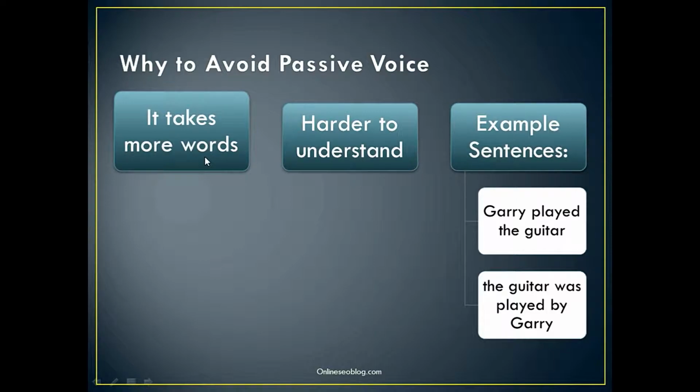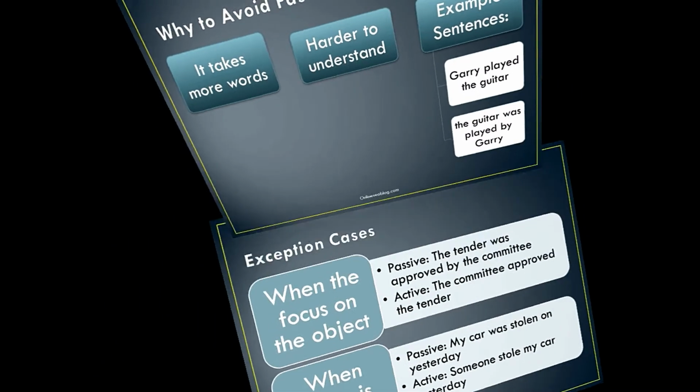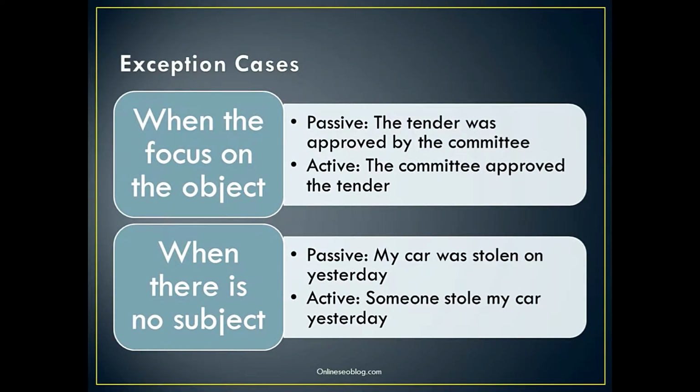If it takes more words, then it sometimes becomes harder to understand. Here's the second point: it is harder to understand. We can say directly that Gary played the guitar instead of saying it indirectly, the guitar was played by Gary. That is why Yoast Readability Analysis says you must put emphasis on using active voice in your sentences rather than passive voice. But there are some exceptions as well, where passive voice plays a vital role over the active counterpart. So let's understand those exceptions here.